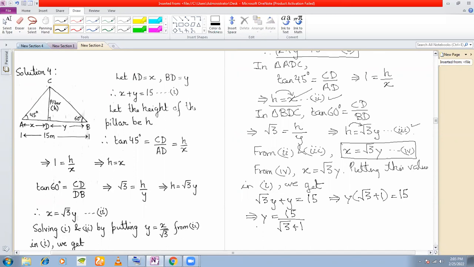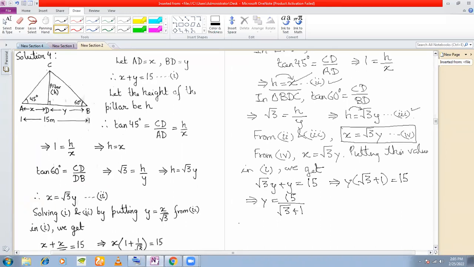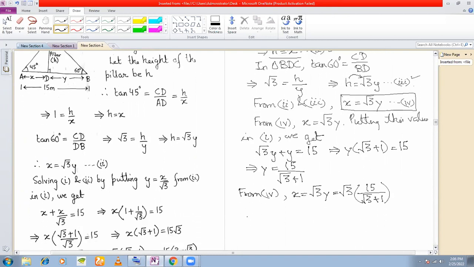Let us now find out the value of x. How do you find out the value of x? You put the value of y in 4. So from 4, x is equal to root 3 y. And what is the value of y we have found above? Root 3 times 15 by root 3 plus 1, right? This is the value of x, which is equal to 15 root 3 divided by root 3 plus 1.